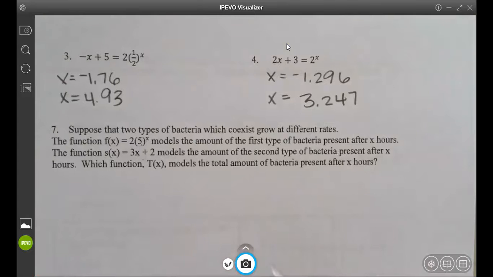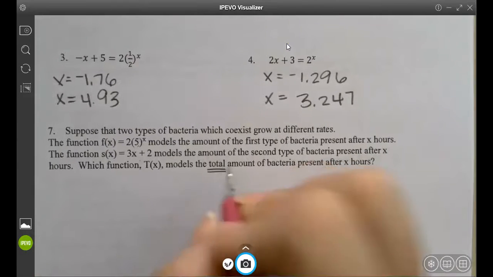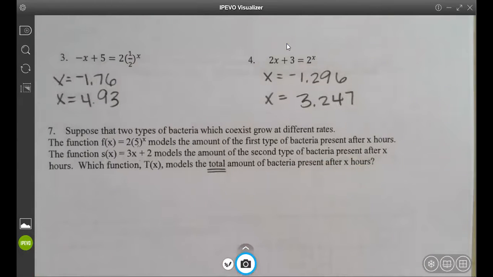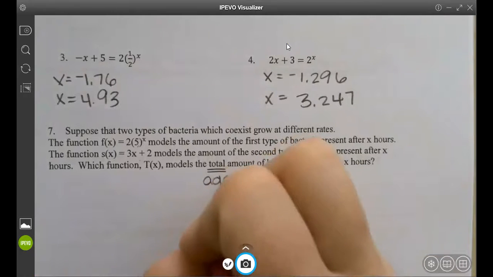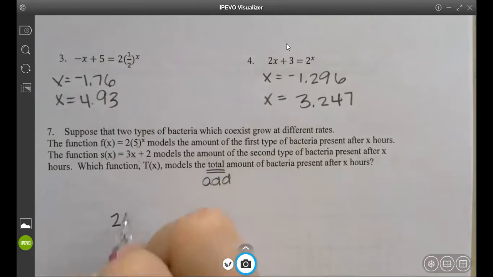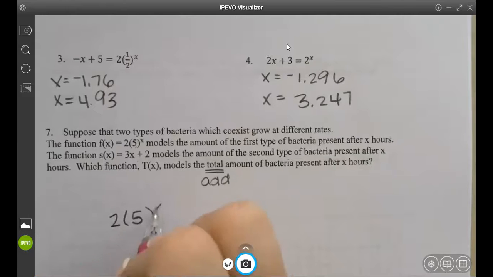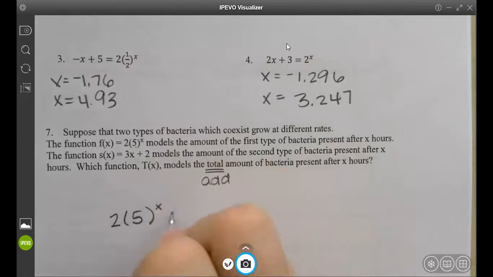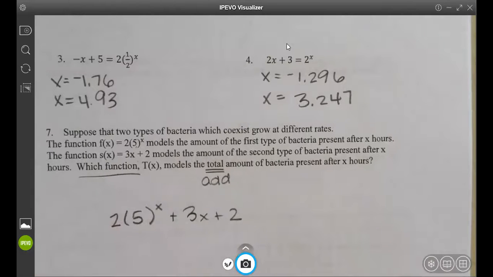So what does total mean? If you're going to total something, what are you going to do? Add it all up. So we're going to have 2 times 5 to the x, and we're going to add it to 3x plus 2. That's it. It's not asking you to solve it. It's just asking you to write a function, and that's what it says, which function.